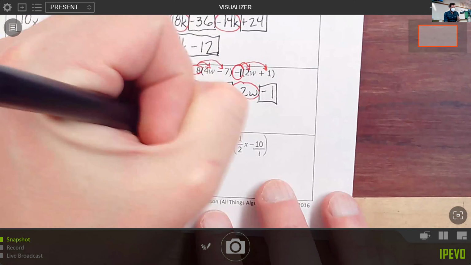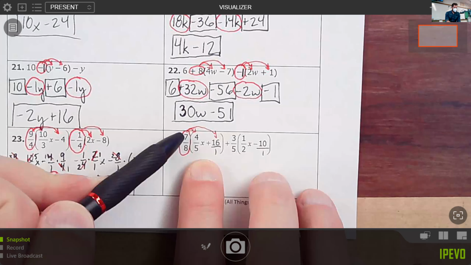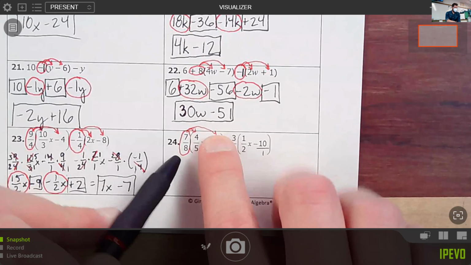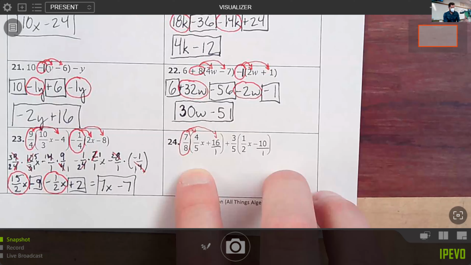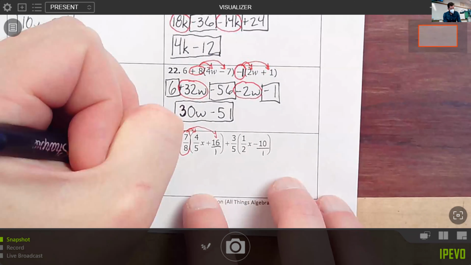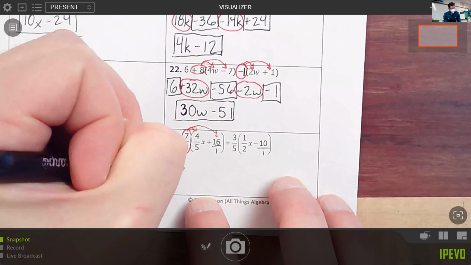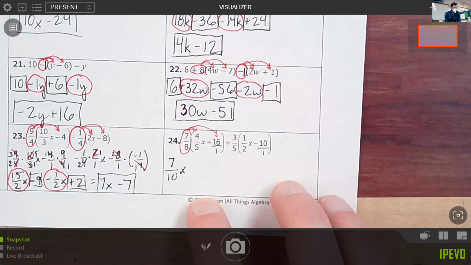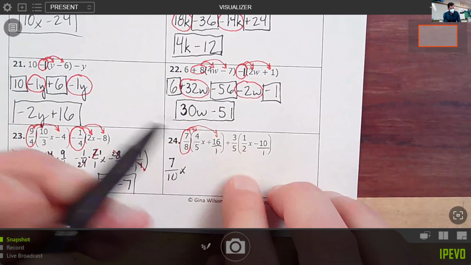Okay. So 7 and 5 do not cross cancel. 8 and 4 do cross cancel. 4 goes into 1, 8 goes to 2. So 7 times 1 is 7. And then 2 times 5 is 10. So that's 7/10 x. And then that's a 1 and that's a 2, 7 times 2, so plus 14.